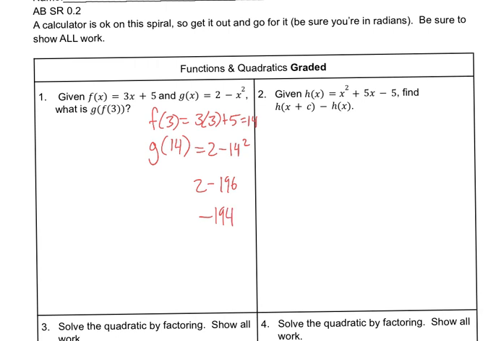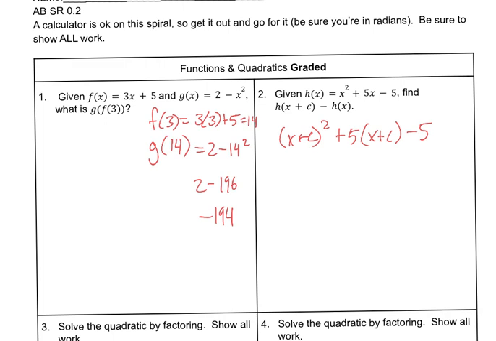For number 2, we're given h of x as this function. We've got to find h of x plus c minus h of x. That means we're going to plug x plus c in for our original x. So where we had x's, I'm going to write x plus c. I'm going to do some distribution.